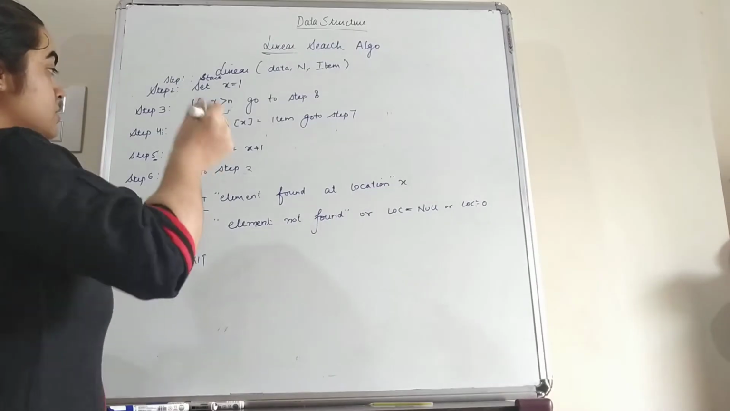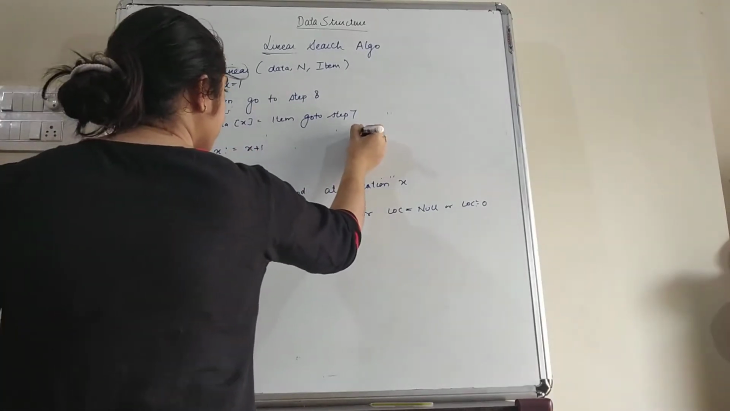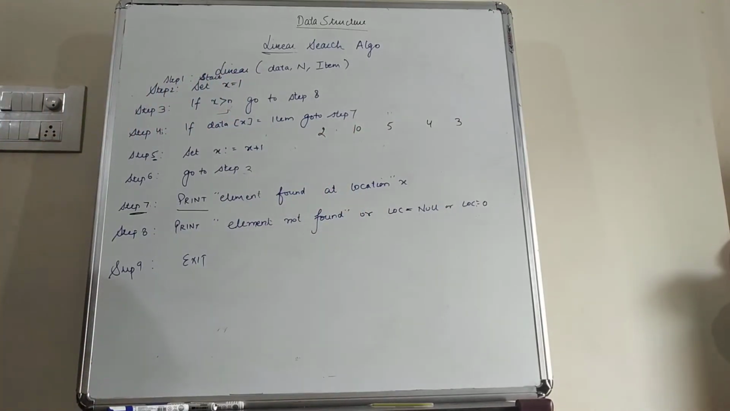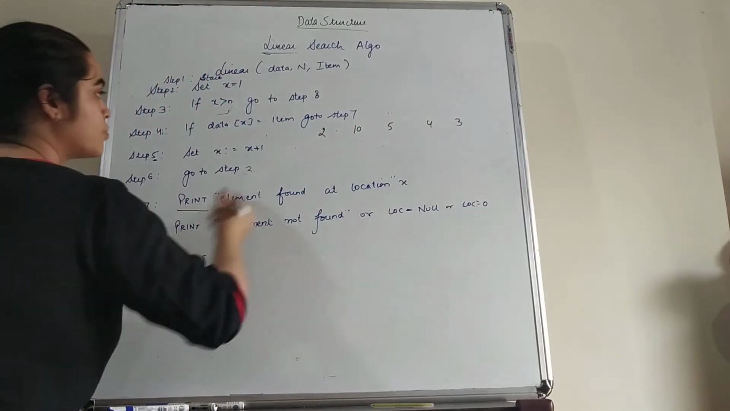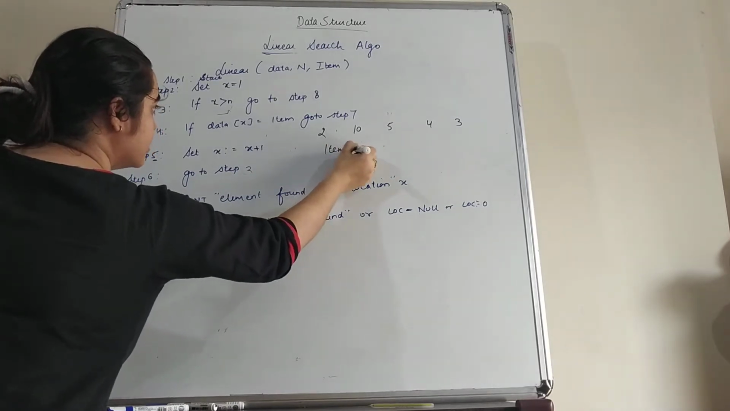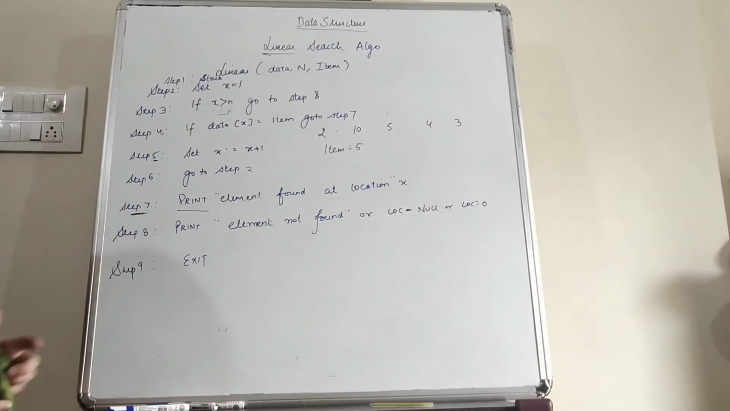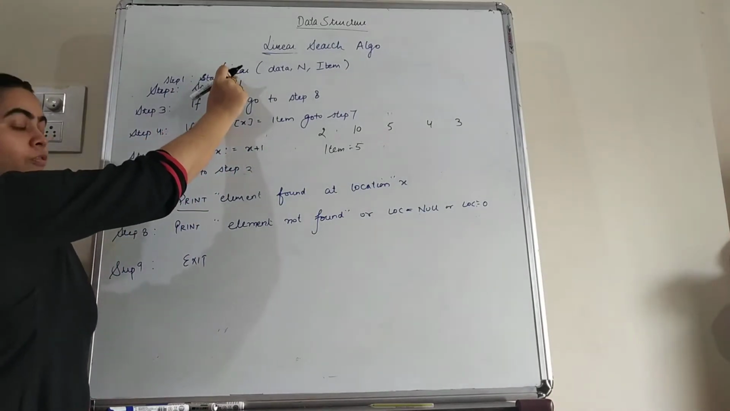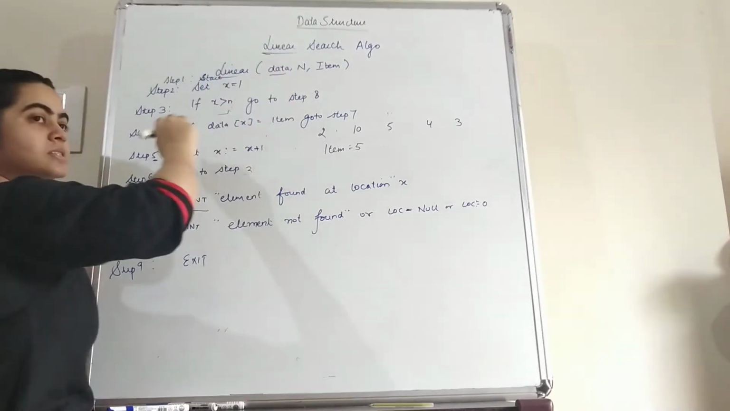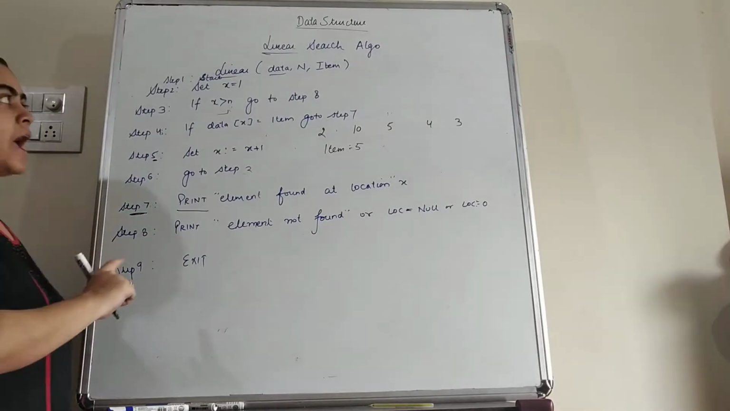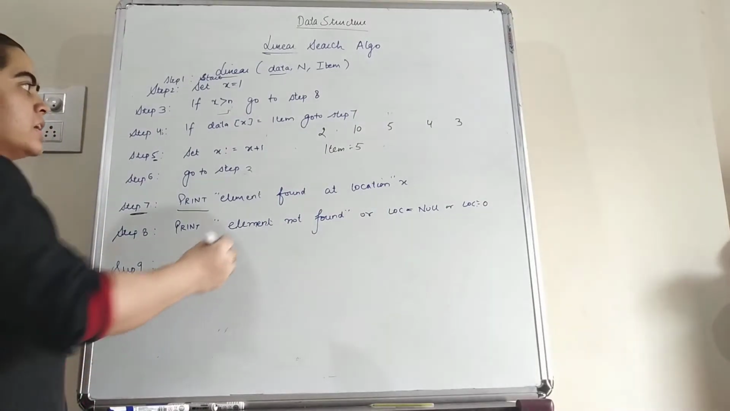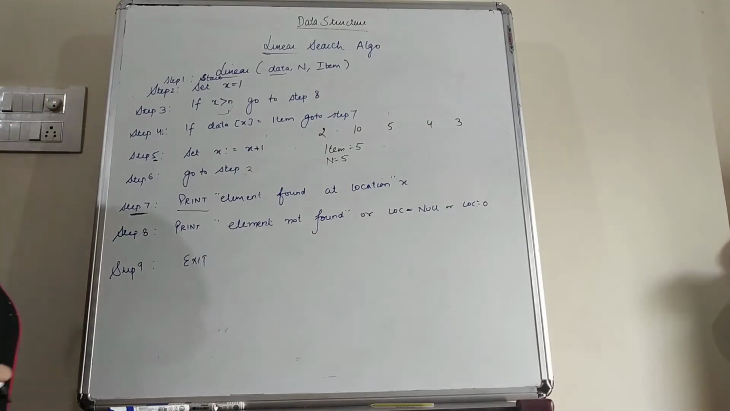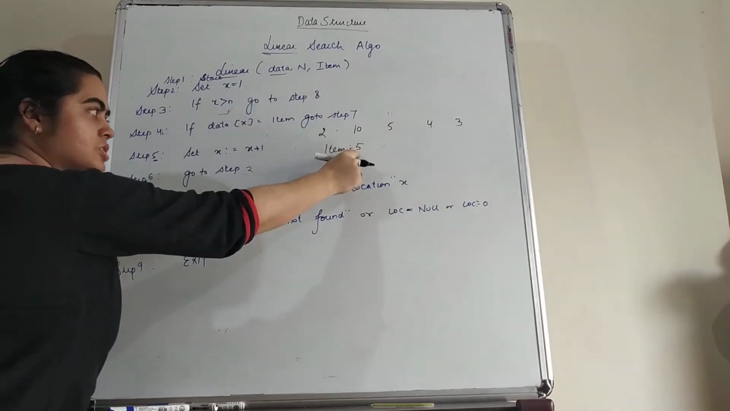So suppose we have an example with 5 elements: 10, 5, 4, 3 and 2. So these 5 elements are present in the linear array, and suppose the item which we want to search is 5. So here item is equal to 5. So this 5 we have to search from the array. Now students, here this is the algorithm. Name of this algorithm is linear, data means the linear array, and n is the number of elements in the linear array. So in this example n is equal to 5 because 5 elements are present in the array. Item which we want to search is again 5.